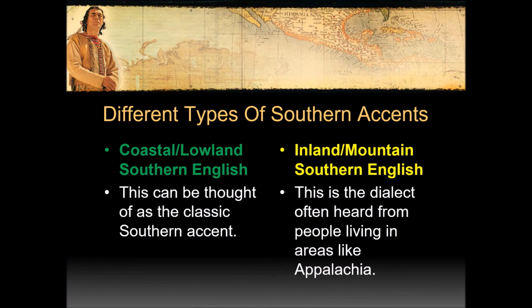Now we will move to the different types of Southern accents. There are two types of Southern accent. The first is coastal or lowland Southern English. This can be thought of as the classic Southern accent. The second one is inland or mountain Southern English. This is the dialect often heard from people living in areas like Appalachia. Appalachia is a mountainous area in the Virginia colony.